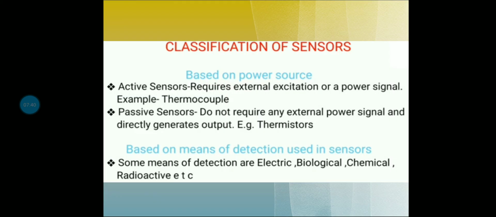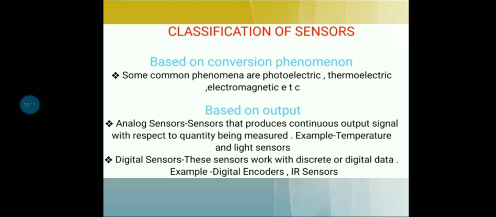Classifications of sensors. Based on the power source, there are active sensors and passive sensors. Active sensors require external excitation or a power signal. An example is a thermocouple. Passive sensors do not require any external power signal and directly generate the output. An example is a thermistor. Based on the means of detection used in the sensor, some are electric, biological, chemical and radioactive. Classification of sensors based on the conversion phenomenon: some common phenomena are photoelectric, thermoelectric and thermomagnetic, etc.